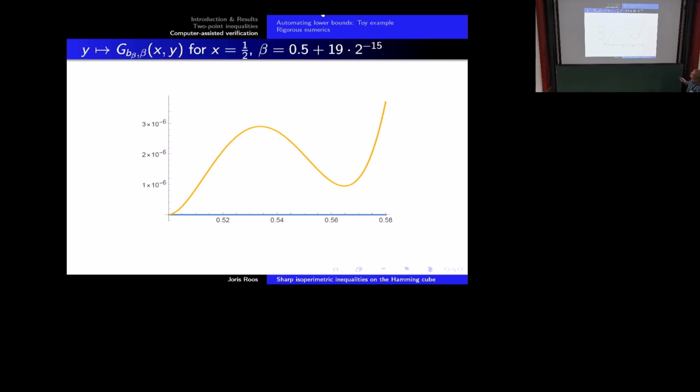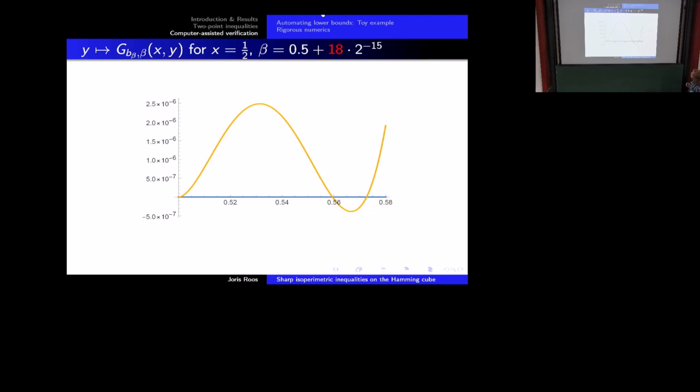And so if we plug in this value for beta, with this funny binary here, it's very natural to work with these because these are floating point numbers. They can be represented exactly in the computer without further trouble.